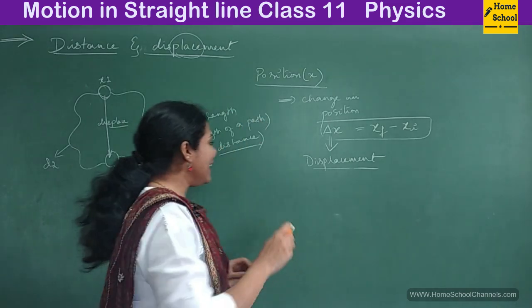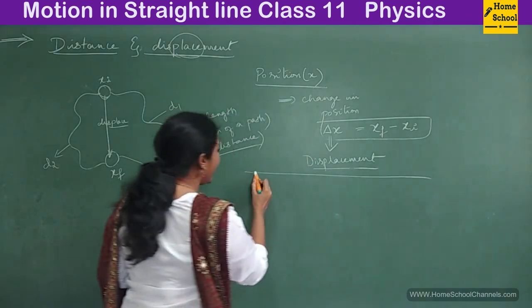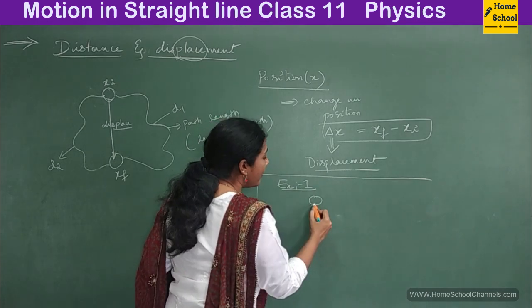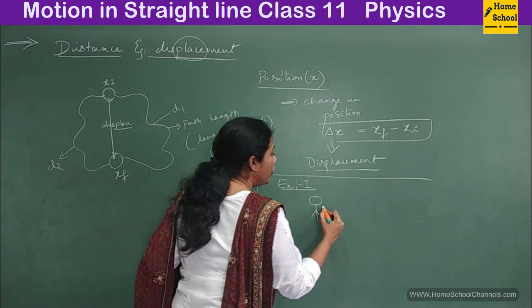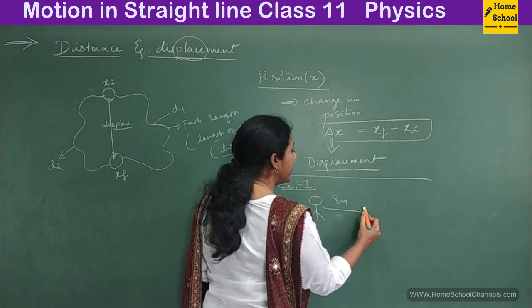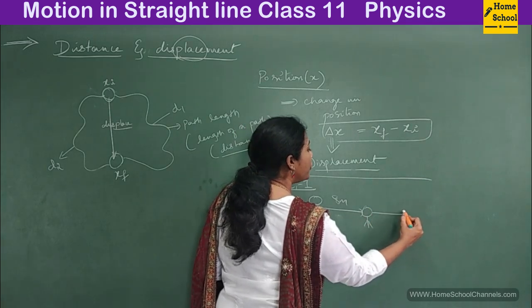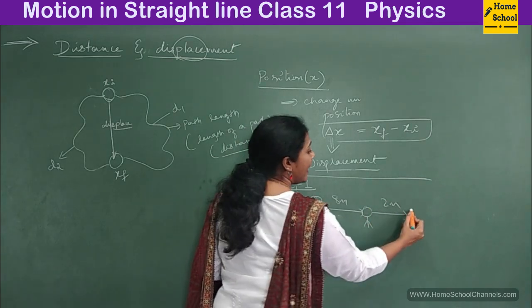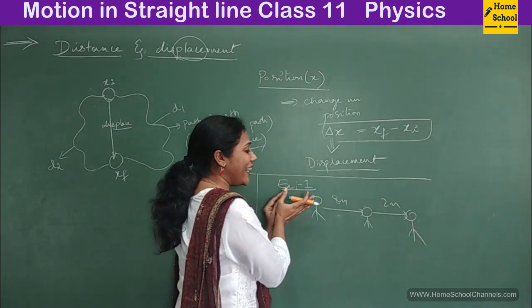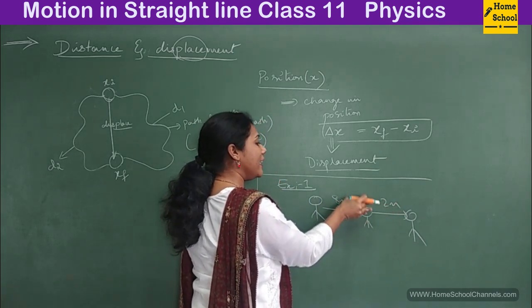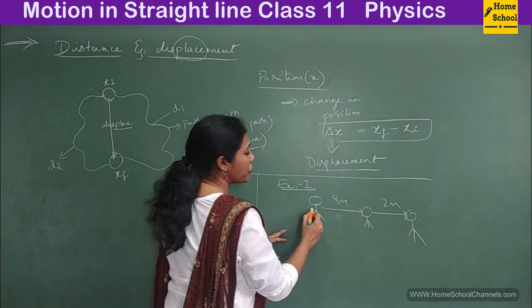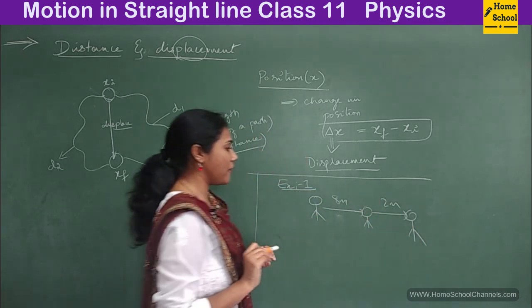Okay, fine. Let us understand this with one more example. Suppose there is a person who is moving 8 meters this way, and again moving 2 meters this way, and finally the person arrived here. The person initially moved 8 meters in a forward direction, then from there moved 2 meters in a straight line. This is the initial position of the person and this is the final position.